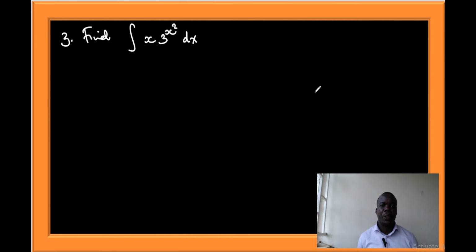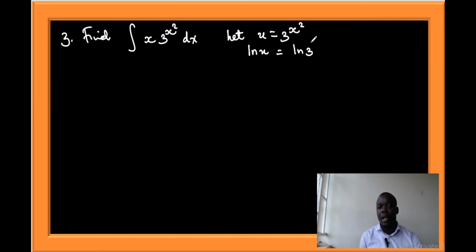Okay, so we have question 3 now. Let's look at question 3. It is the integral of x 3 power x squared with respect to x. The best choice still, I will insist, would be you deciding to let u be 3 power x squared. Introduce a ln on both sides. You have ln u. That means it is equal to ln 3 power x squared. Using the rules of logarithms, this would be x squared ln 3.